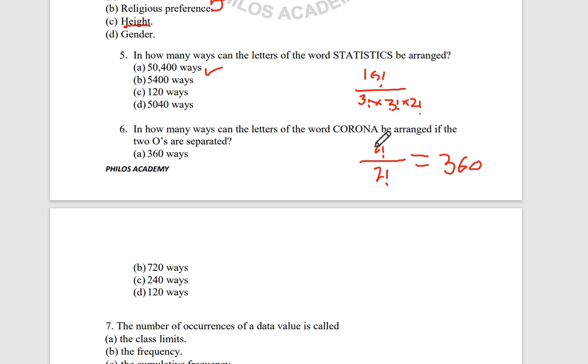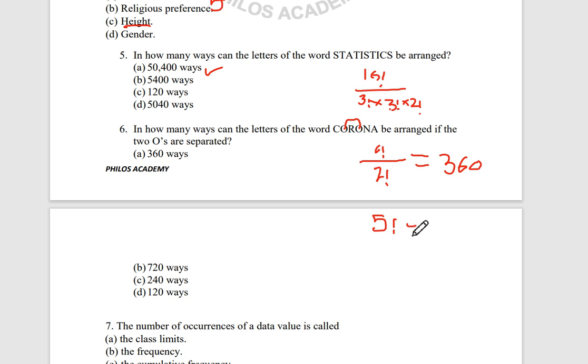So 360 ways. After that, you also find the number of ways in which corona can be arranged if the 2 O's are together. If you pick the 2 O's and consider them as 1, and you recount, the 2 O's are now 1, so we say 1, 2, 3, 4, 5. So you have 5 letters. So you say 5 factorial. Now they are all 1: C is 1, R is 1, N is 1, A is 1, O is now 1 because you've taken them together. So there's no need dividing by any factorial anymore.